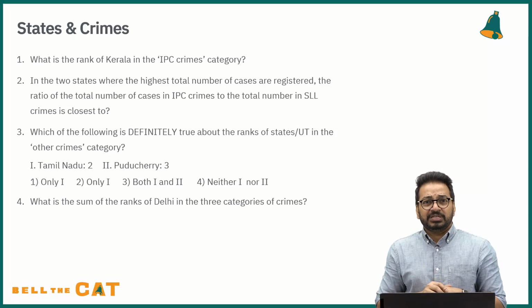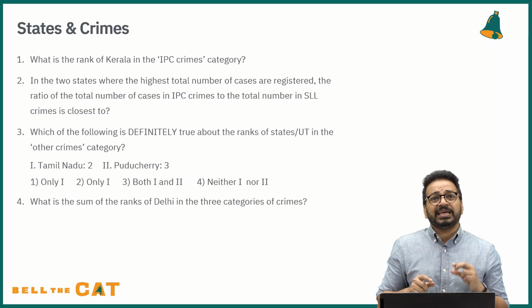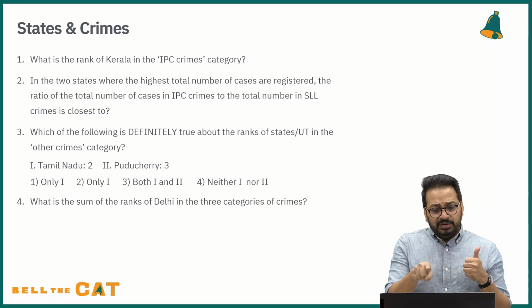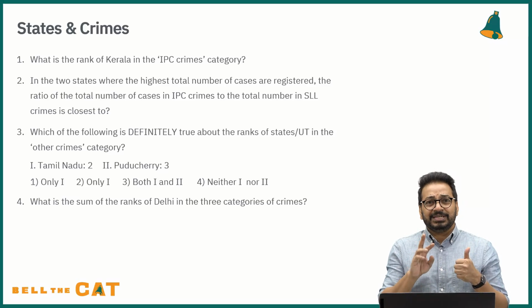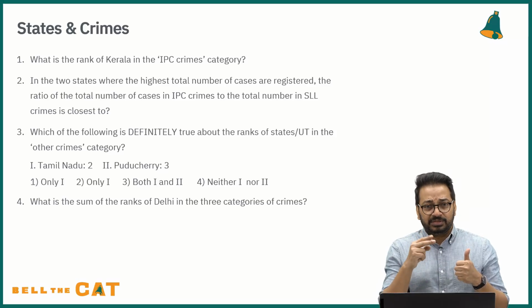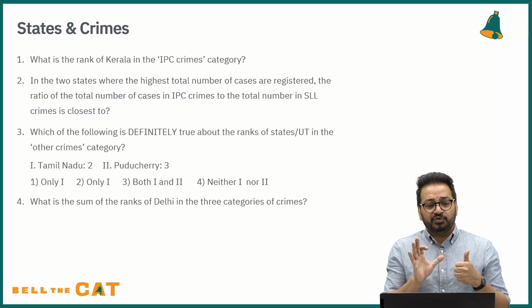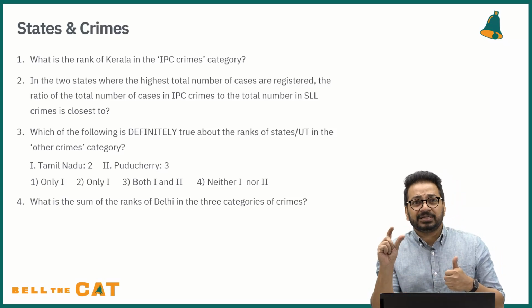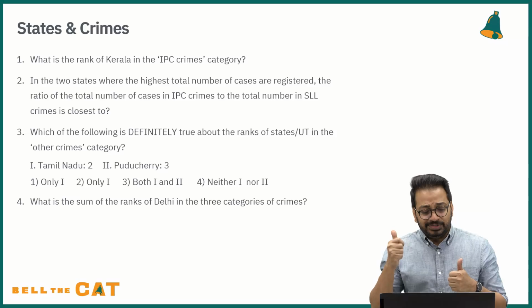In the question, what are they asking you? How many values have they asked you? Rank of Kerala in IPC category. They're not asked for this thing. So that is 1. Total number of cases registered for 2 states, IPC and this thing, that's another 2 values, or rather maybe 4 values. That is 4 plus 1 is 5. Tamil Nadu and Puducherry, only other crimes, that is 5 plus 2, 7.